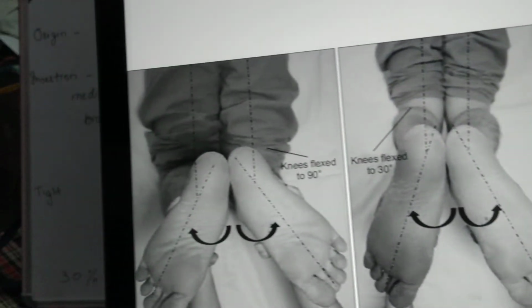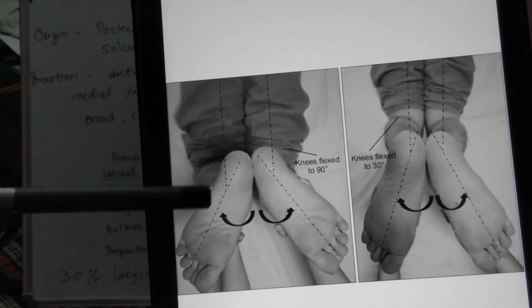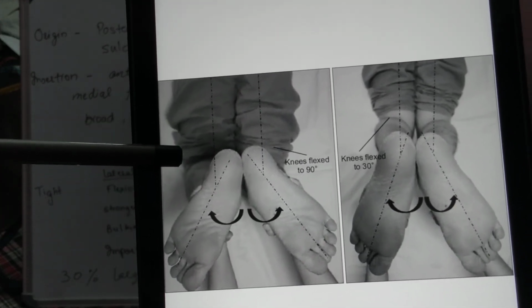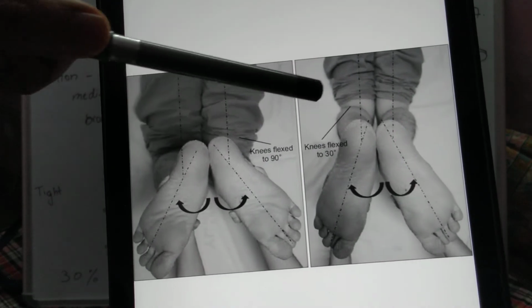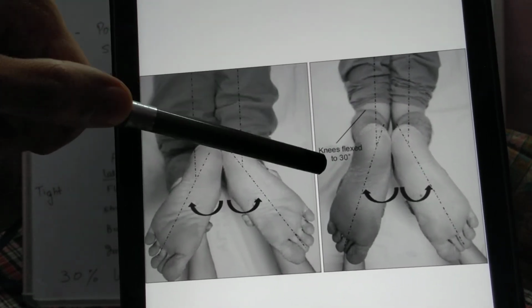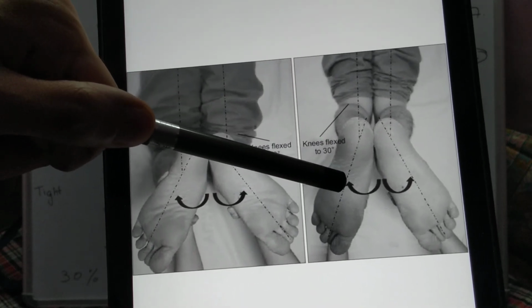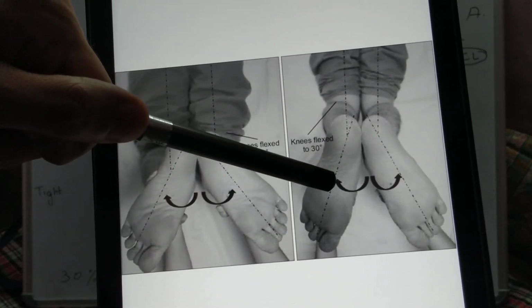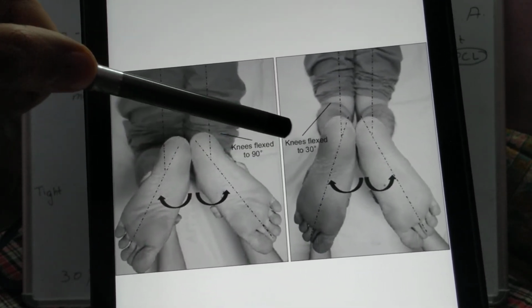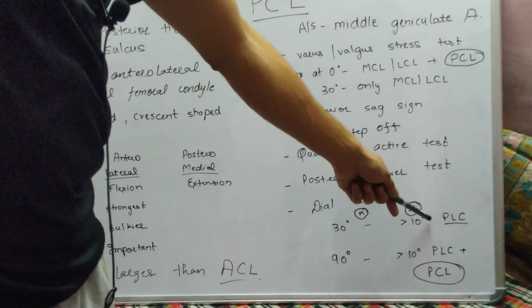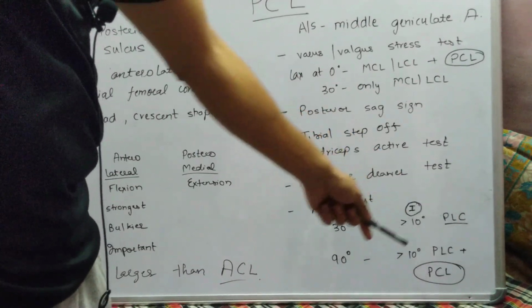The patient is lying prone here, and we perform external rotation of the foot at various degrees of knee flexion. Firstly, when the knee is flexed to 30 degrees, we perform the external rotation of the foot. If there is asymmetry between the two feet at 30 degrees of flexion, and the asymmetry is more than 10 degrees, that means there is a posterior lateral corner injury.